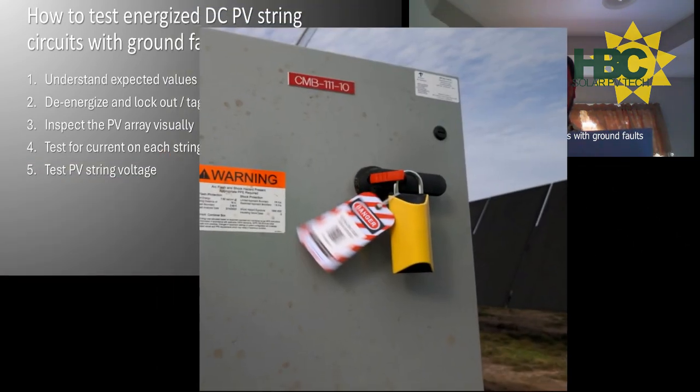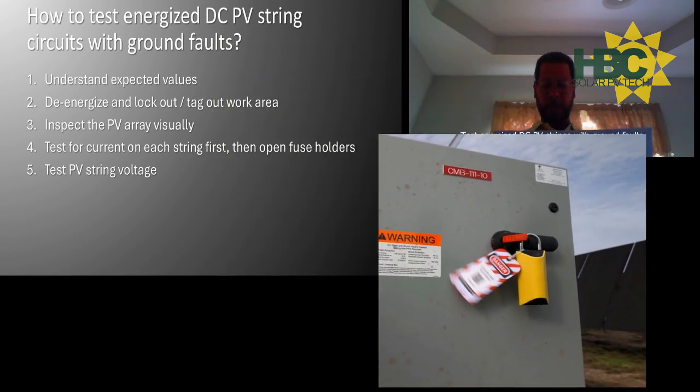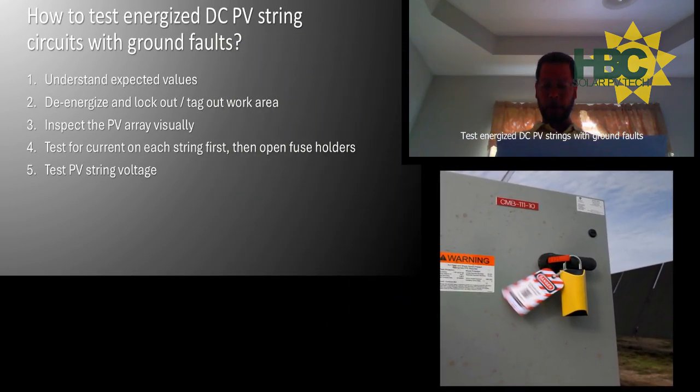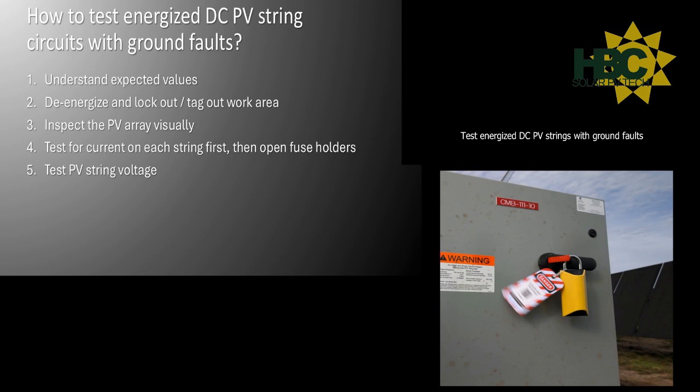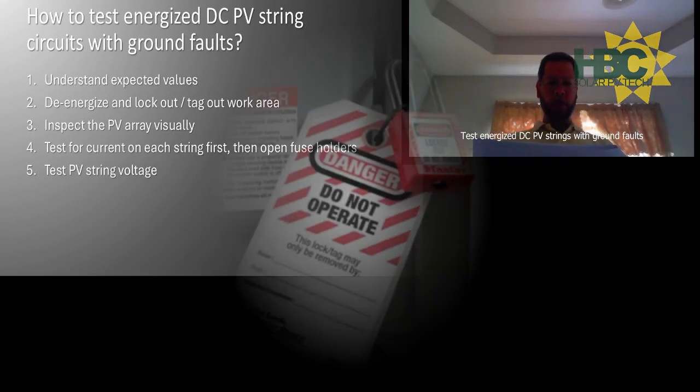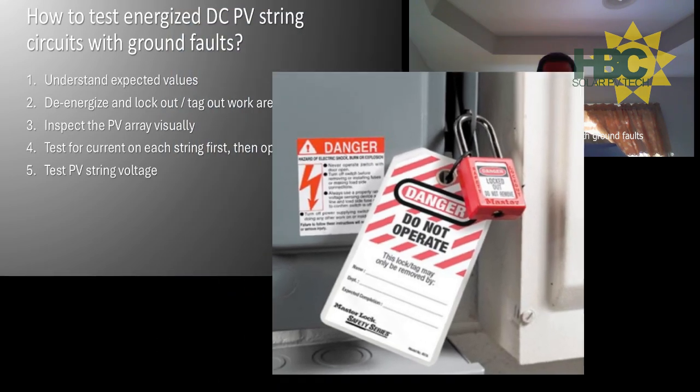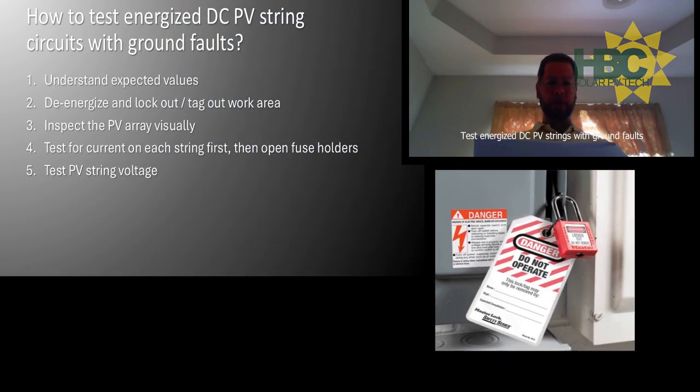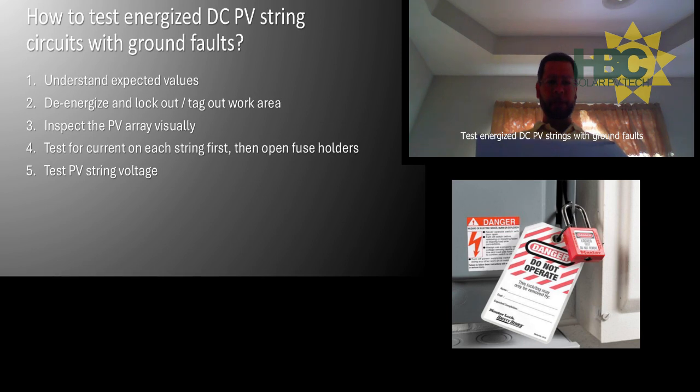2. De-energize and Lockout Tagout, LOTO, where you're working. Isolate the equipment to be tested. Open or turn off the load break rated disconnect in the section where you will be working. This may be a specific area or every disconnect in the array.